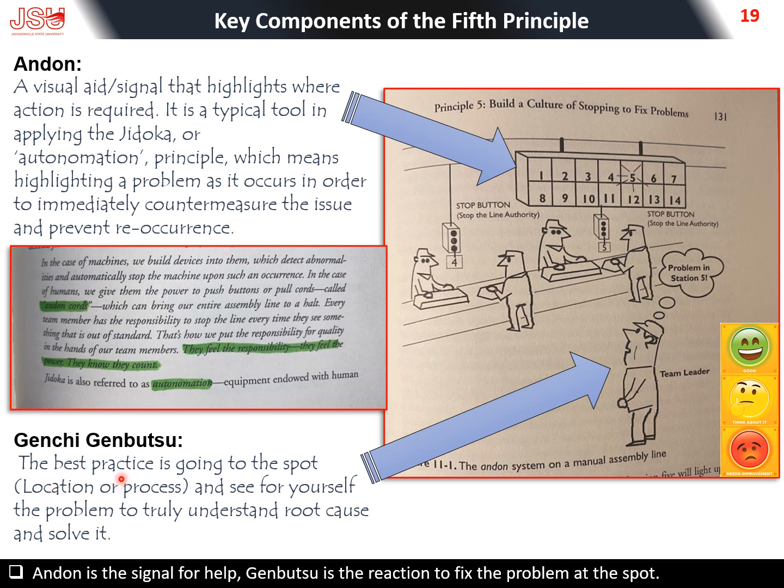Genchi Genbutsu. The best practice is going to the spot, location or process, and seeing for yourself the problem to truly understand the root cause and solve it. Andon is the signal for help. Genbutsu is the reaction to fix the problem at the spot.